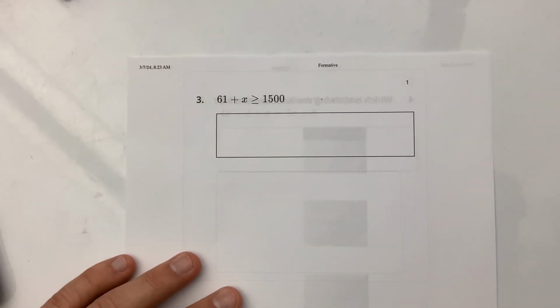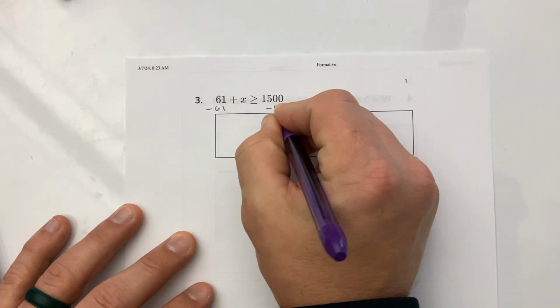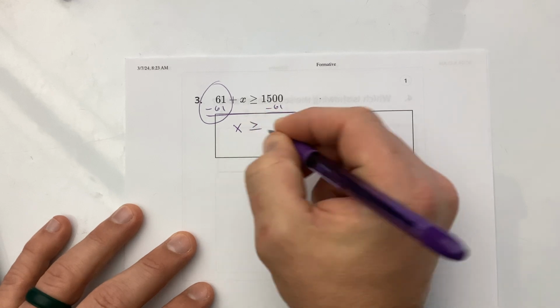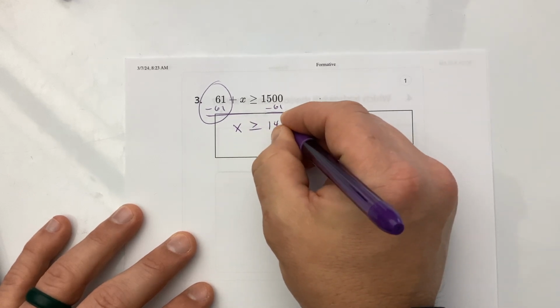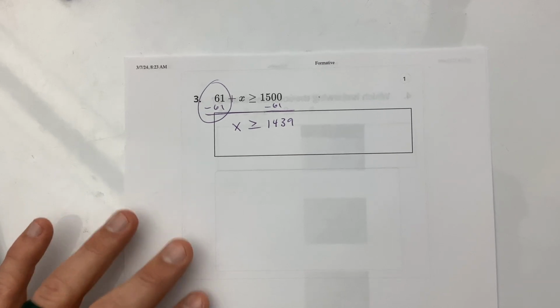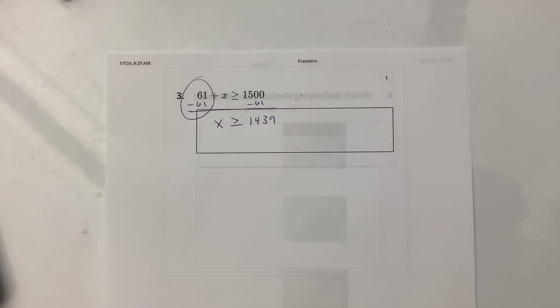61 plus x is greater than or equal to 1,500. I'm going to subtract 61 from both sides. That goes away, and I have x is greater than or equal to 1,439, I hope. Feels like a problem I would make a mistake on, but there you go.